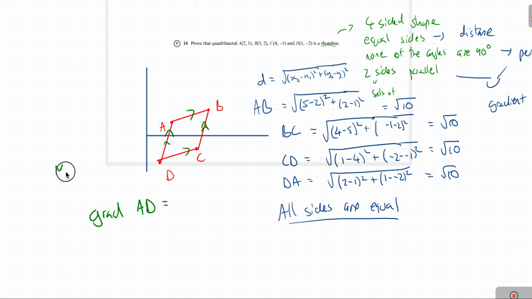So we're going to find the gradient of AD. Again, the gradient is change in y over change in x, which is equal to y2 minus y1 over x2 minus x1. So the gradient of AD is going to be minus 2 minus 1 divided by 1 minus 2. So the gradient of the line AD is going to equal minus 2 minus 1, which is minus 3, divided by minus 1, so it's equal to 3. And then we're going to test that with CB.